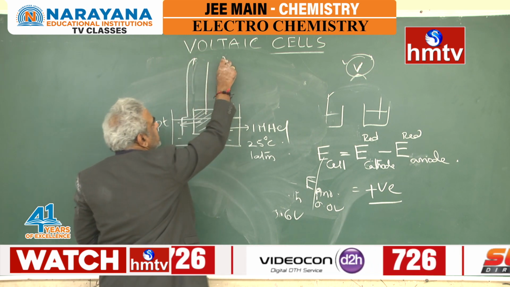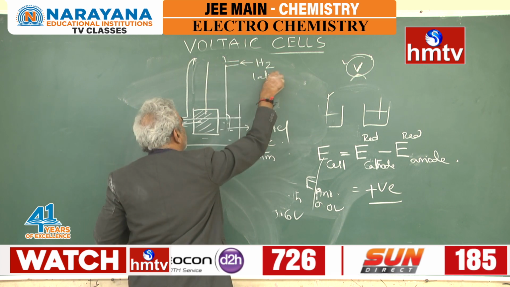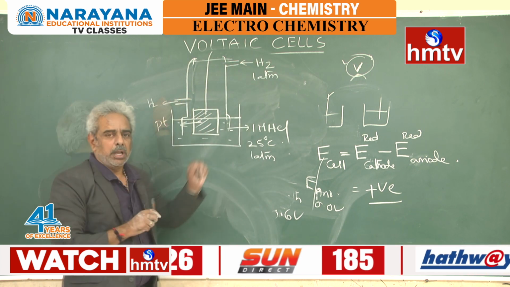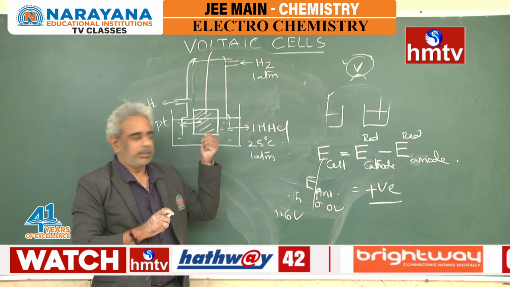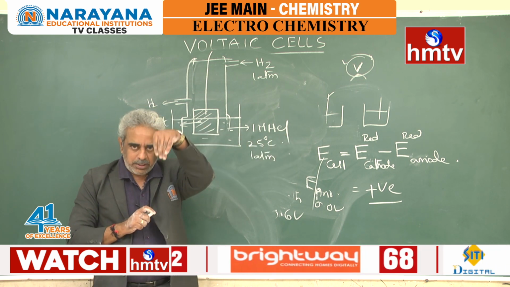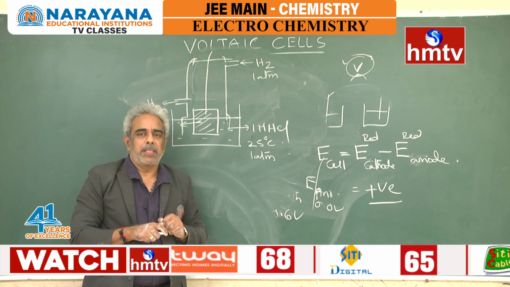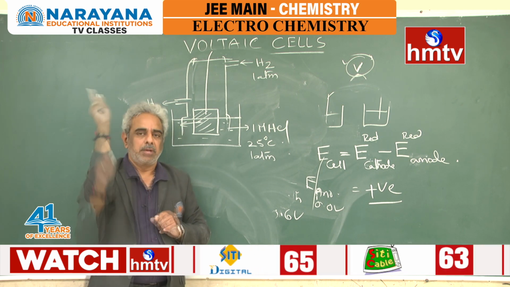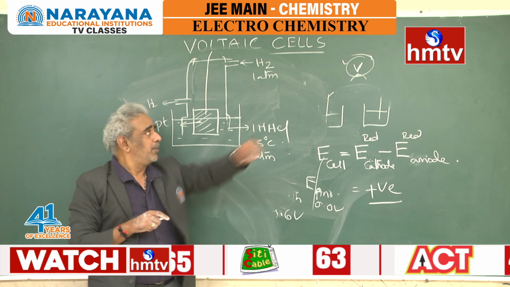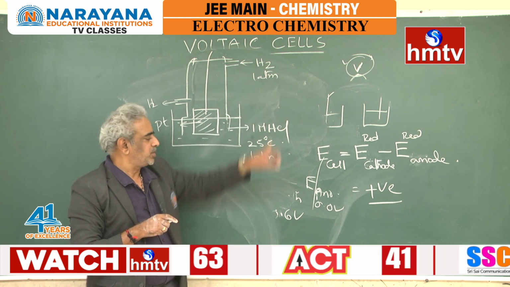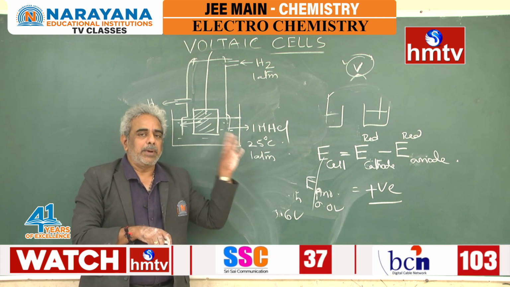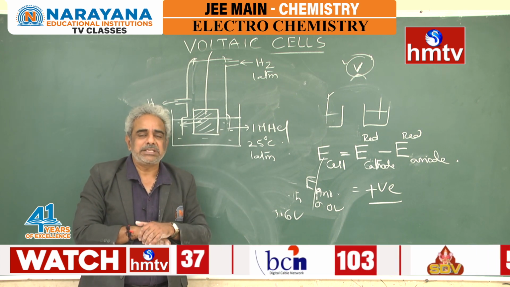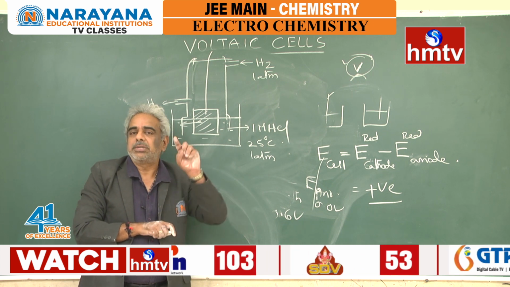where hydrogen gas is circulated with 1 atmosphere pressure. So, this is nothing but in 1 M HCl a platinum foil is partially immersed, around which hydrogen gas is circulated with 1 atmosphere pressure at 25 degrees centigrade, and this particular electrode serves as standard hydrogen electrode.